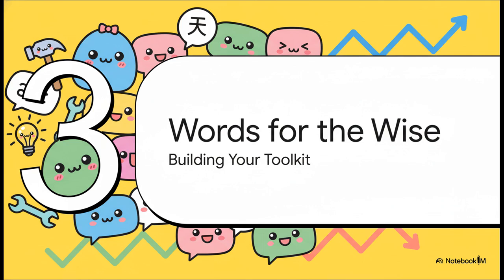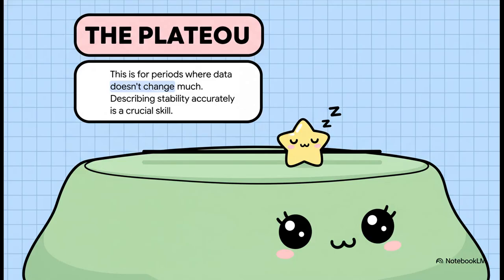All right, so framework in hand, let's start building our toolkit. We are going to arm you with specific, powerful words for each of our four core stories. And we'll start with the one that seems the simplest, but can actually be kind of tricky to describe well. First up, the plateau. This is for all those times where the data just holds steady. Now, it might not seem like the most exciting part of a graph, but believe me, describing stability with accuracy is a totally crucial skill.